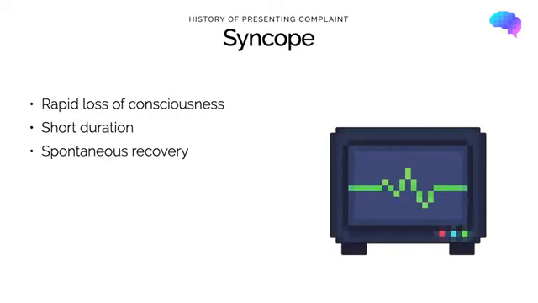The next key symptom we're going to discuss is syncope. Syncope involves rapid loss of consciousness secondary to reduced cerebral perfusion. The loss of consciousness is typically short in duration, with the patient recovering quite quickly. This is quite different to the loss of consciousness associated with seizures, which is typically longer in duration and followed by a period of drowsiness, confusion, and memory loss, often referred to as a post-ictal phase.